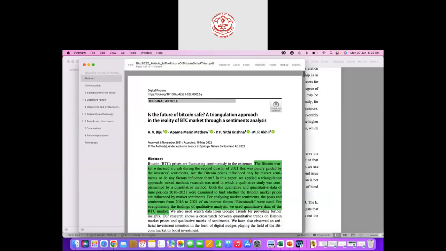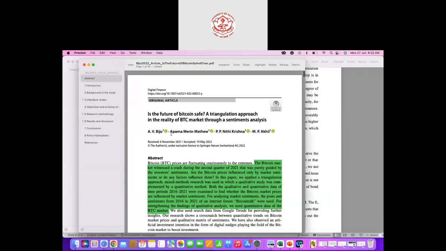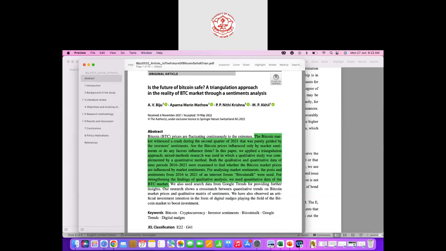This is the paper written by my team, and the title is "The Future of Bitcoin Safe? A Triangulation Approach in the Reality of BTC Market through a Sentiment Analysis." So here the highlighted part shows.